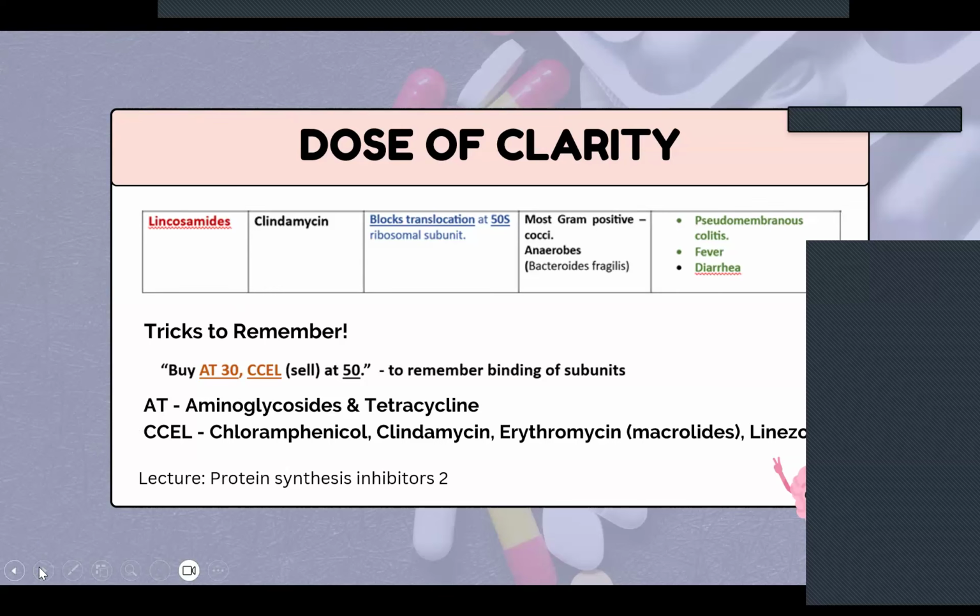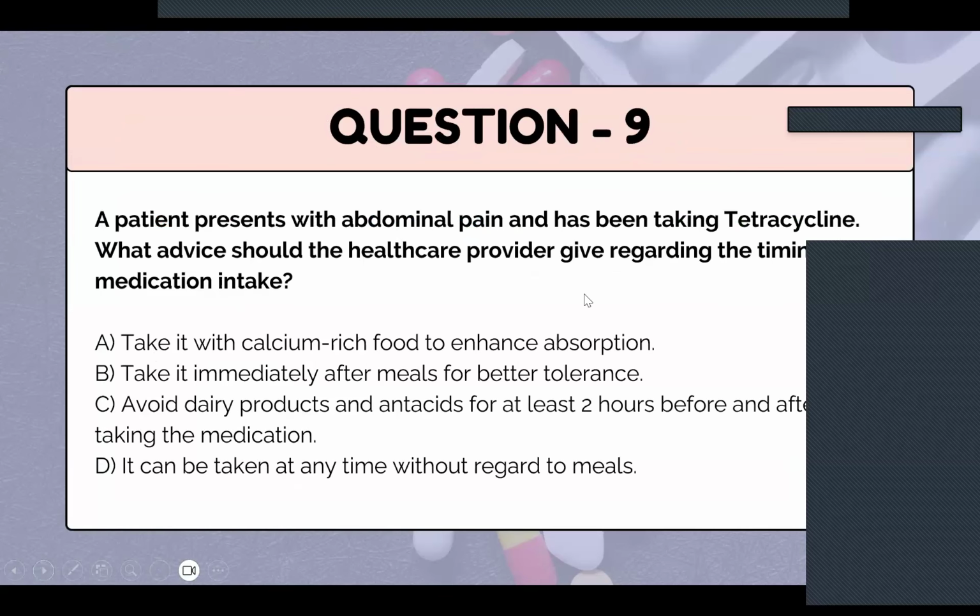Now, let's move on to the next question. A patient presents with abdominal pain and has been taking tetracycline. What advice should the healthcare provider give regarding the timing of medication intake? A. Take it with calcium-rich food to enhance absorption. B. Take it immediately after meals for better tolerance. C. Avoid dairy products and antacids for at least 2 hours before and after taking the medication. D. It can be taken at any time without regard to the meals.